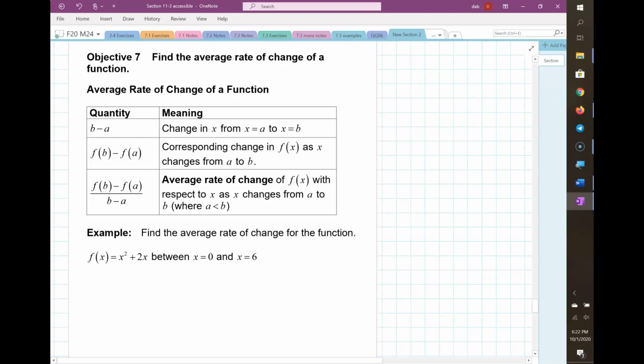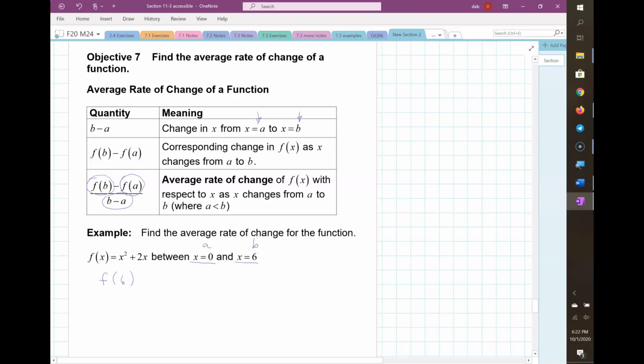So if I want to find the average rate of change for a function, I need to find the value of the function at the upper x value minus the value of the function at the lower x value, divided by the difference in the x values. So let's do it piece by piece. In this problem, x equals 0, that's the A. x equals 6, that's the B.